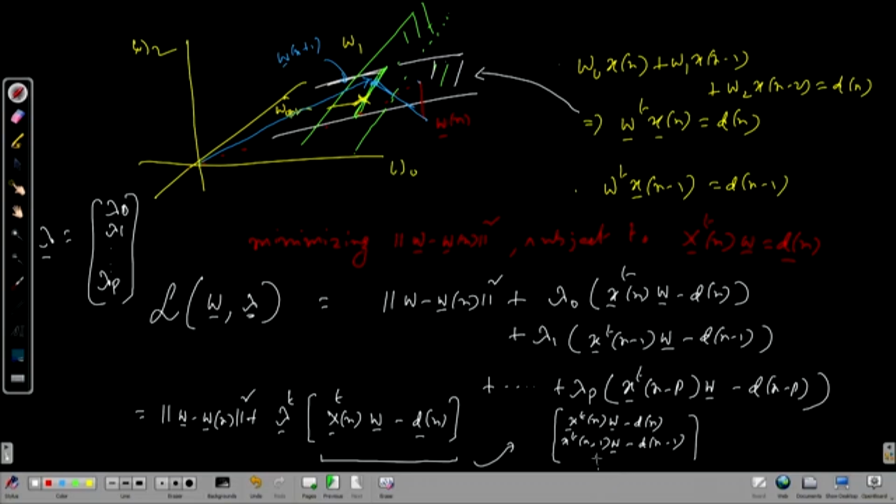Now, if I have lambda transpose, just transpose it. So, it will be a row vector lambda 0, lambda 1 dot dot lambda p. So, lambda 0 will multiply this. So, that is what I will get, this term plus lambda 1 times next. So, we will get this term and dot dot dot. So, this is actually the entire equation we can write like this, okay, compactly, but actually this is this.